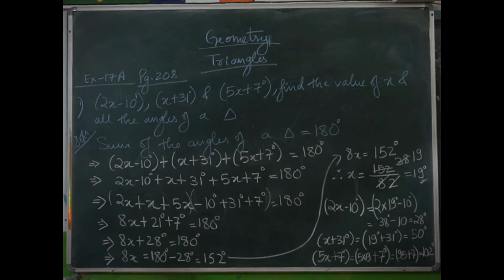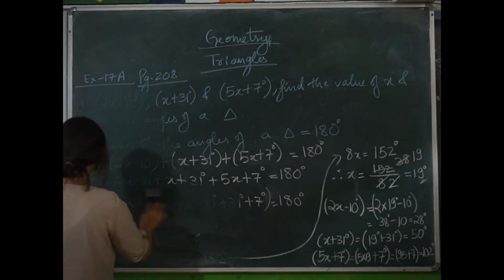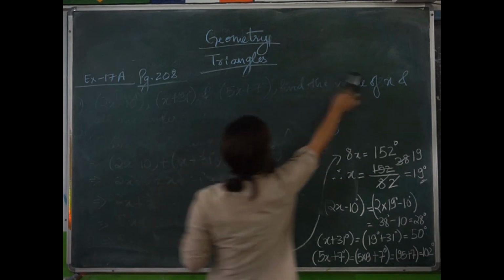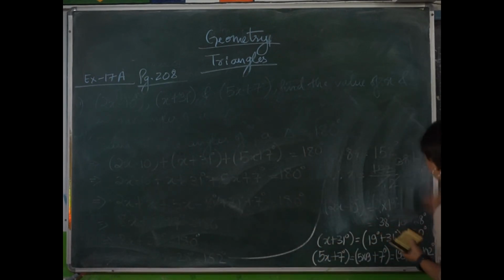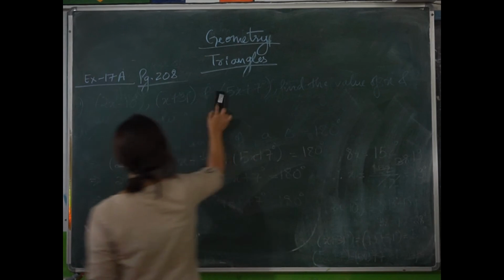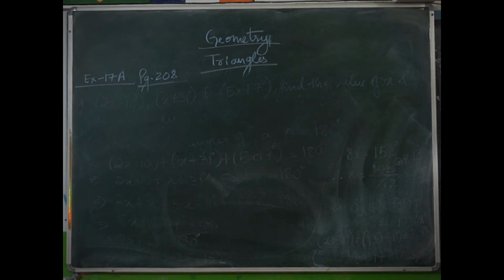Okay, number 2. For question number 2, we have: one of the exterior angles of a triangle is 153 degrees, and the interior opposite angles are in the ratio 5:4. Find the 3 interior angles of the triangle.